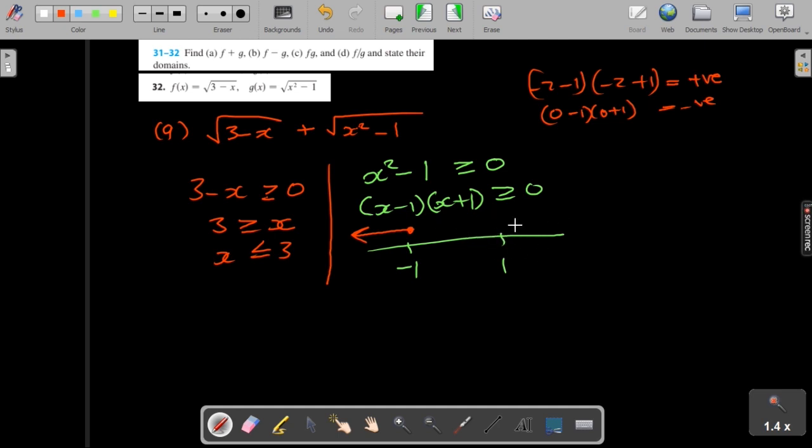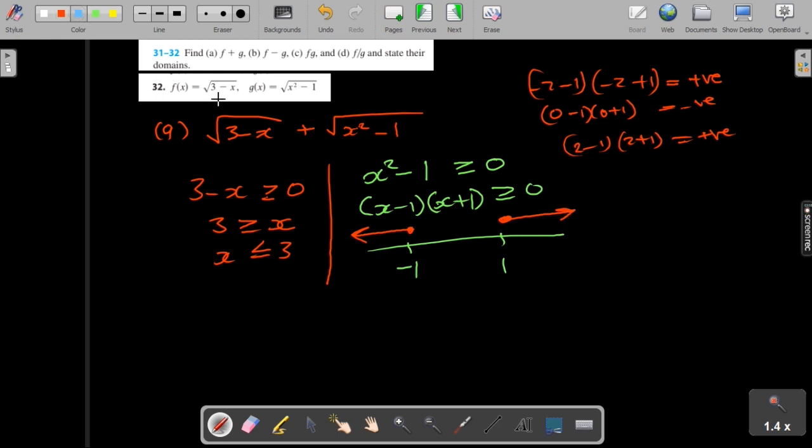And let's pick a number which is greater than 1, which is the other critical value. Let's take 2. So 2 minus 1, then 2 plus 1. This gives us a positive. So on this side, we also have a solution.